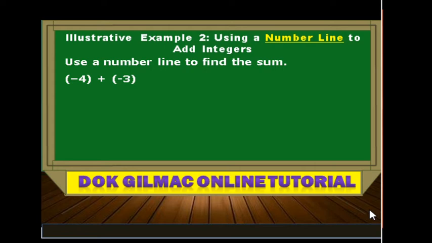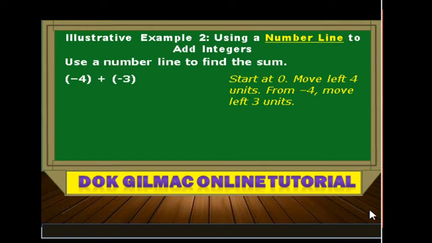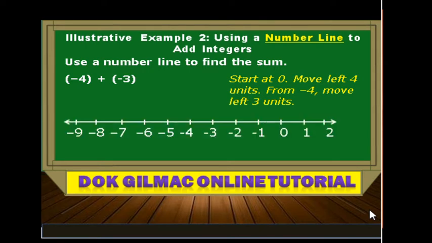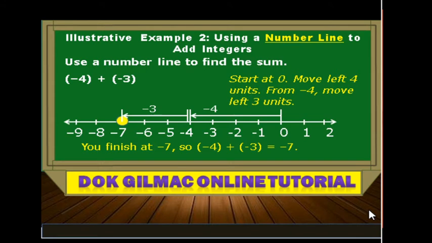Okay, let's have illustrative example number 2. Use a number line to find the sum. Negative 4 plus negative 3. Start at 0, move left 4 units. From negative 4, move left 3 units. As you can see here, we have from 0 to negative 4, then negative 4 to negative 3, then we stop at negative 7. So therefore, negative 4 plus negative 3 is just equal to negative 7.